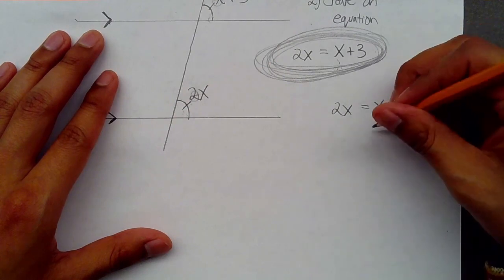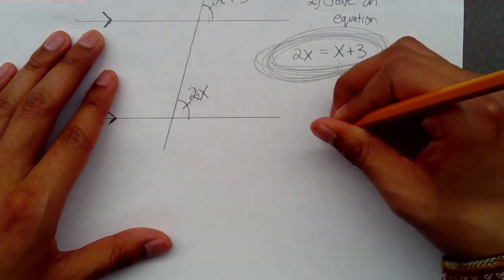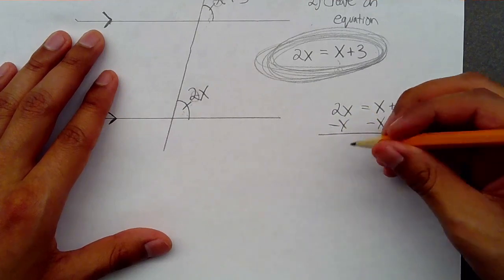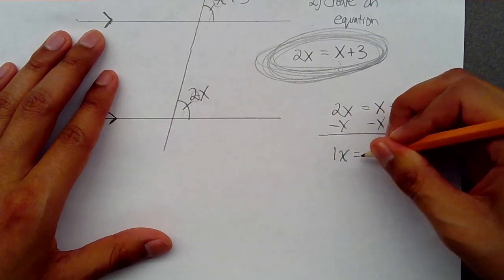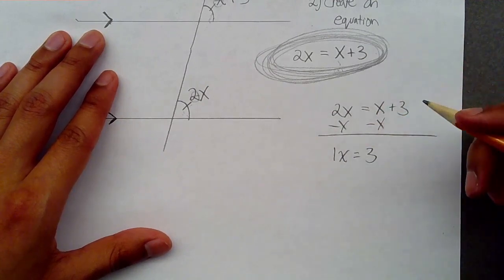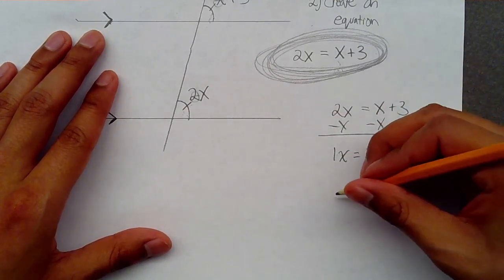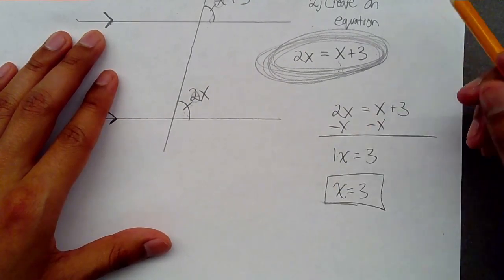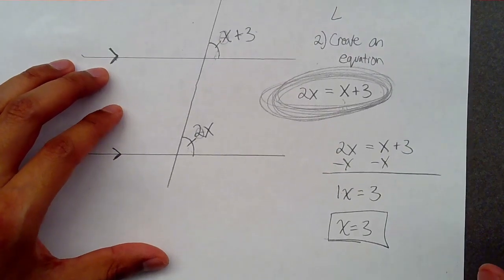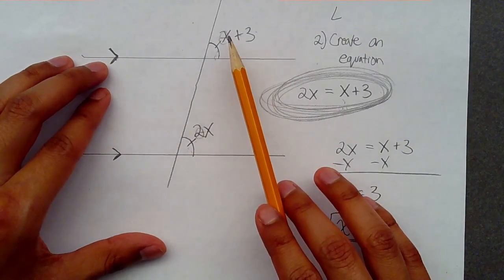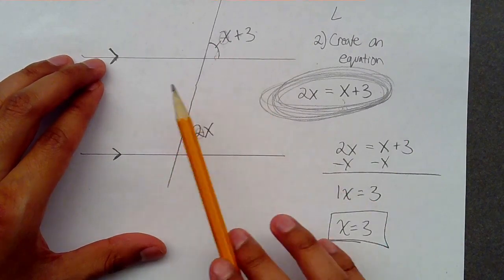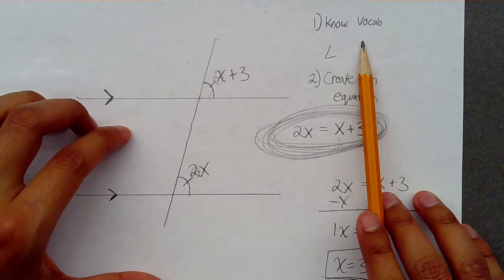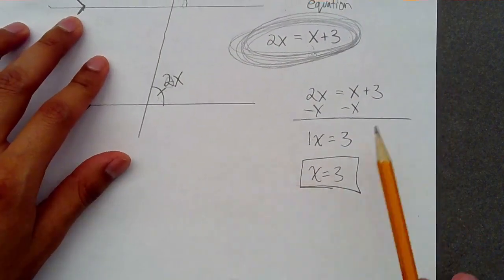My first step, I'm going to subtract an x from both sides. I have two x's, so subtract 1. I will have one singular x, both sides of these equations. And then from here I can easily see that x is equal to 3. The only new thing you're learning in this section is how to turn this picture into an equation using your vocab. You already know how to do this. This is easy for you.